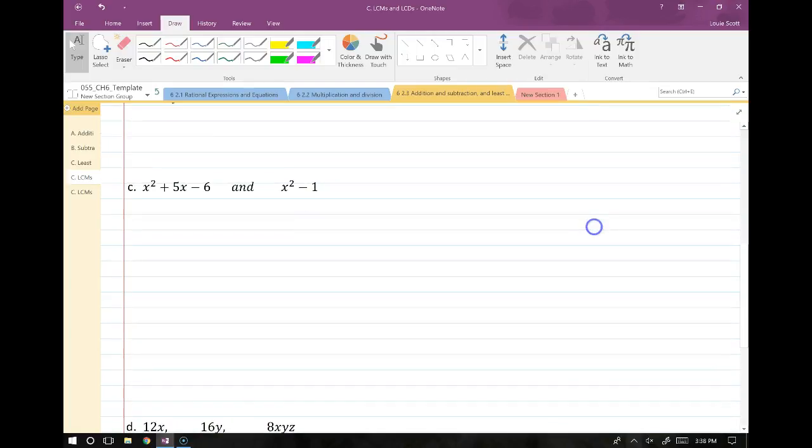All right, here we go. This is what we're going to get more into, LCMs of full polynomials. So x squared plus 5x minus 6. Before we yell it out, everybody take a minute and try to factor this on your own paper. A little bit of practice.